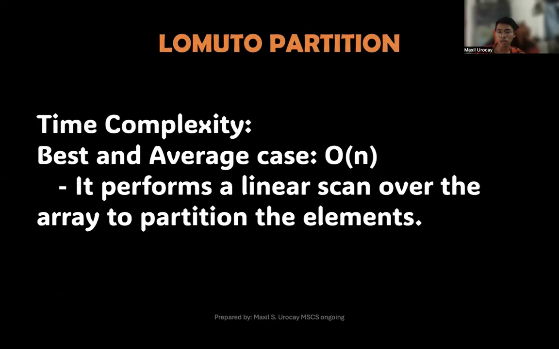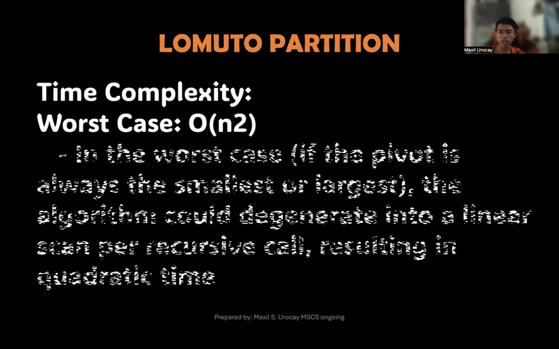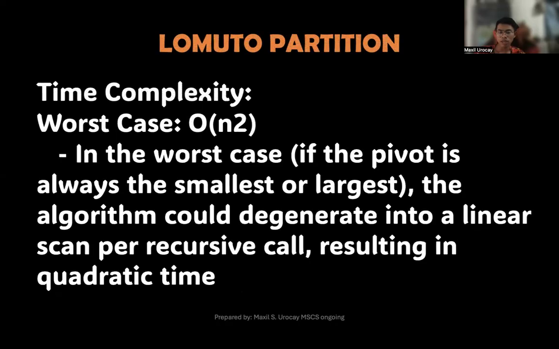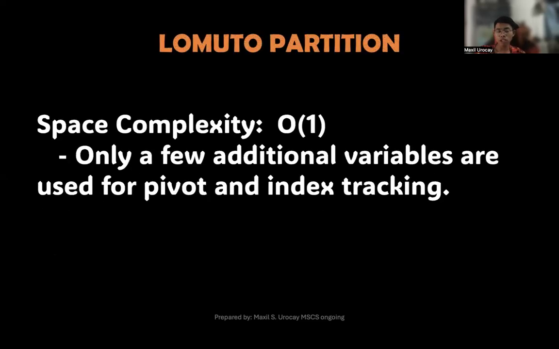For the Lomuto partition, the time complexity for the best and average case will be linear as well. It performs a linear scan over the array to partition the elements. Then the worst case is different: that is quadratic. If the pivot is always the smallest or largest, the algorithm could degenerate into a linear scan per recursive call, resulting in quadratic time. For Lomuto, the space complexity will still be constant because only a few additional variables are used for pivot and index tracking.